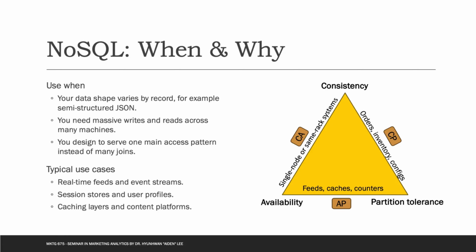In practice, many NoSQL systems let you tune behavior per operation. You can ask for strong consistency on a write that really matters, and faster eventual consistency on a read that can be a little stale. The main takeaway is this: choose the trade-off that matches your workload and be explicit about it.